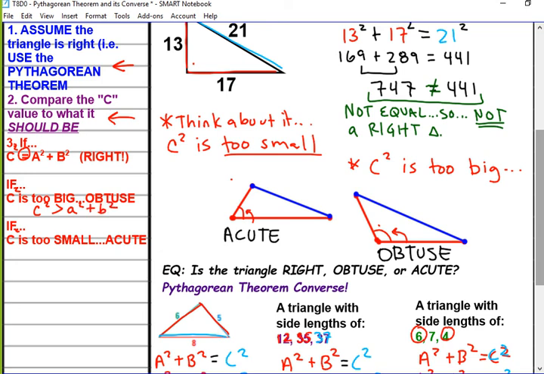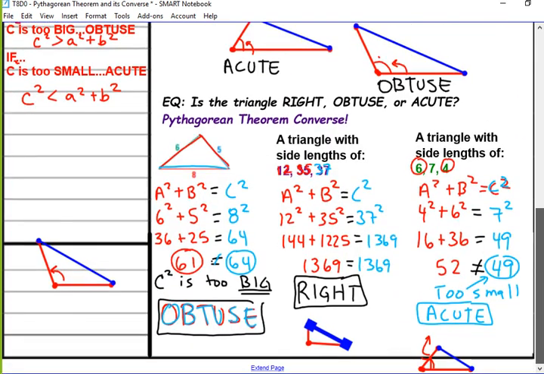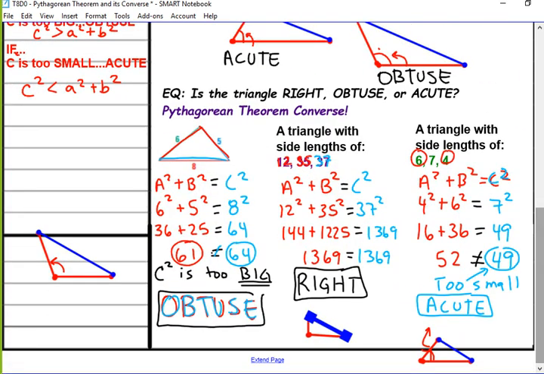And that's exactly what we saw here. And so here it should be 60. So in this first example, let me highlight, this number should be 61, but it actually is 64. It's larger than it should be, so it's obtuse.